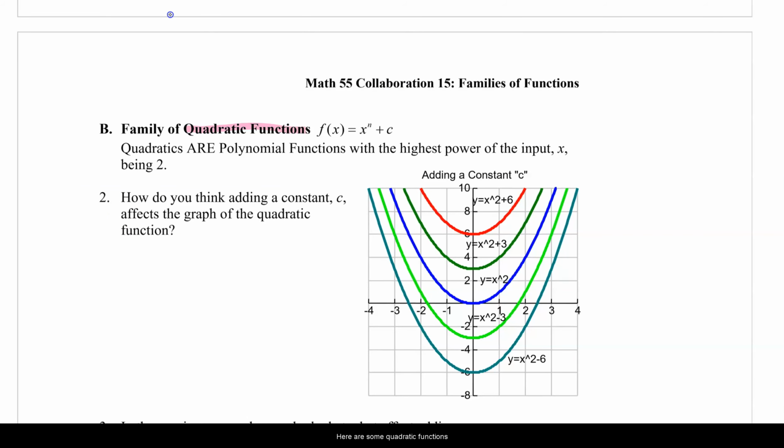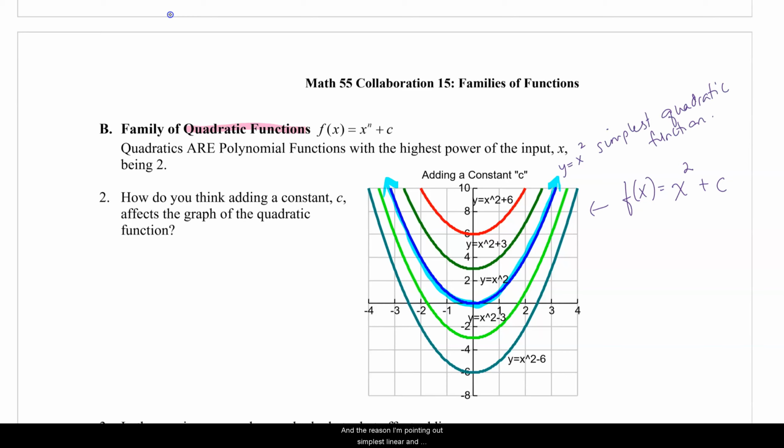Here are some quadratic functions that we will talk about more later on in this chapter. Quadratic functions, graphed here, all have the form x squared plus some constant. This blue graph in the middle, we actually call these U-shapes parabolas. The one in the middle refers to our simplest quadratic. And the reason I'm pointing out simplest linear and simplest quadratic is because these functions are the ones that all of the other quadratic functions or all of the other linear functions are built from.